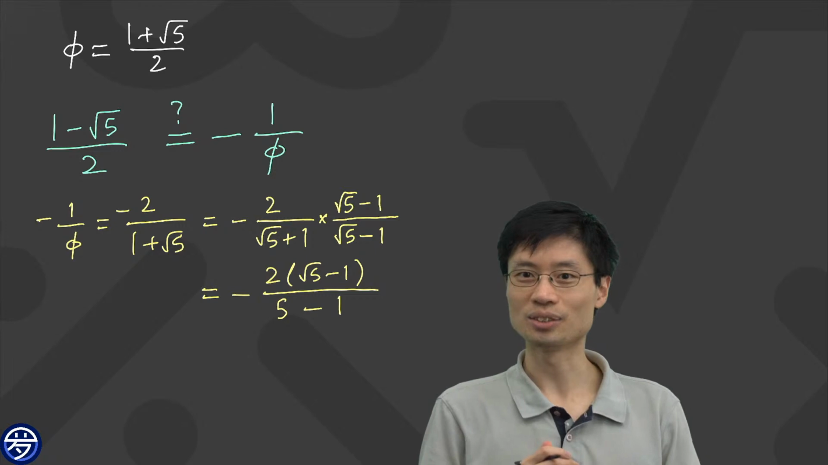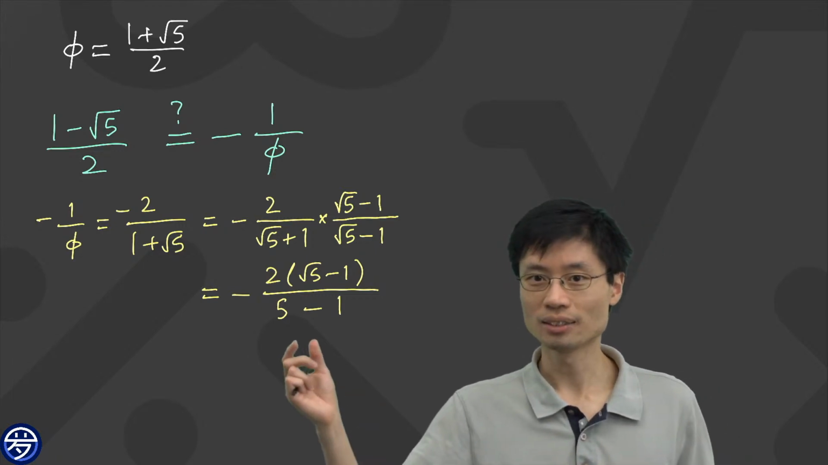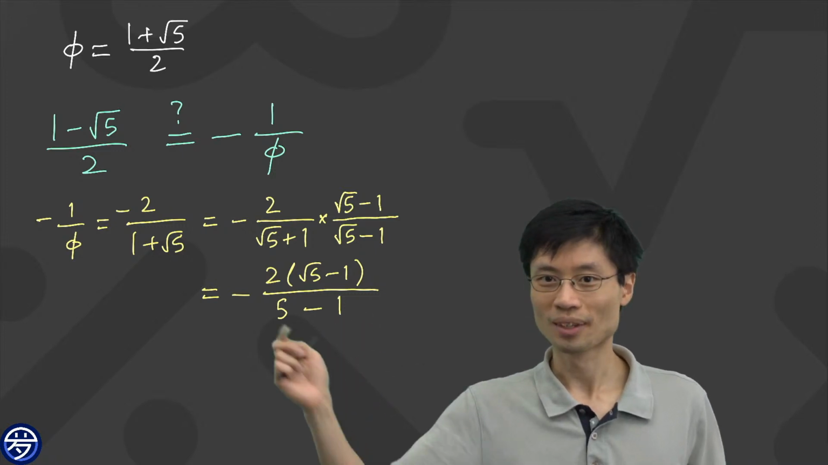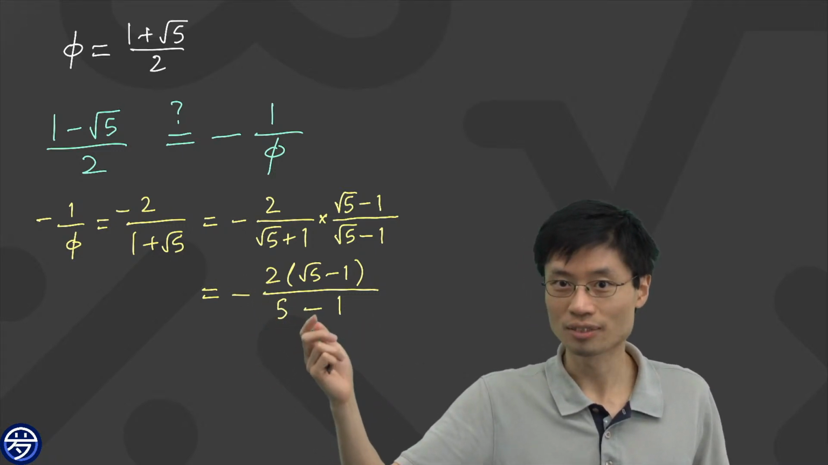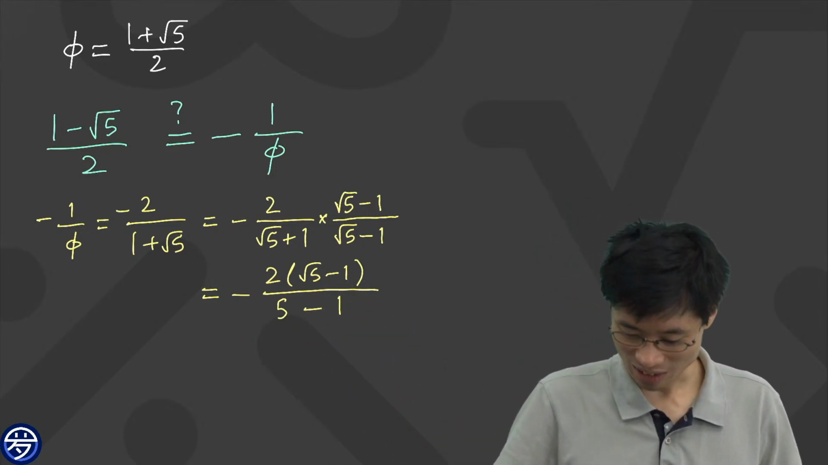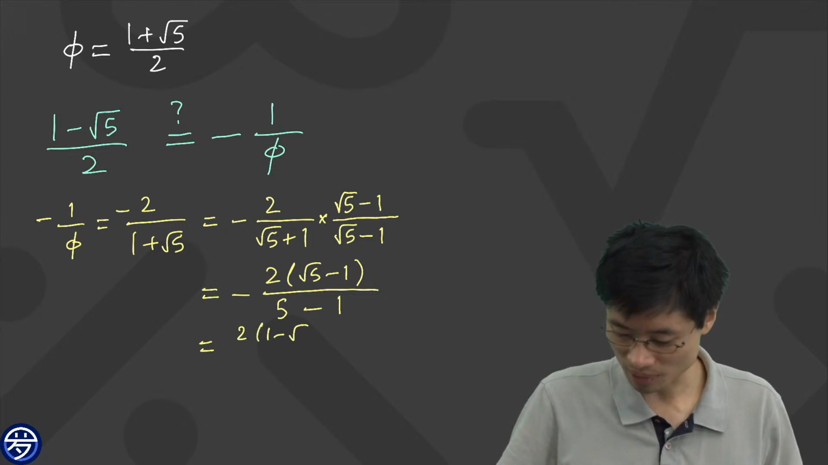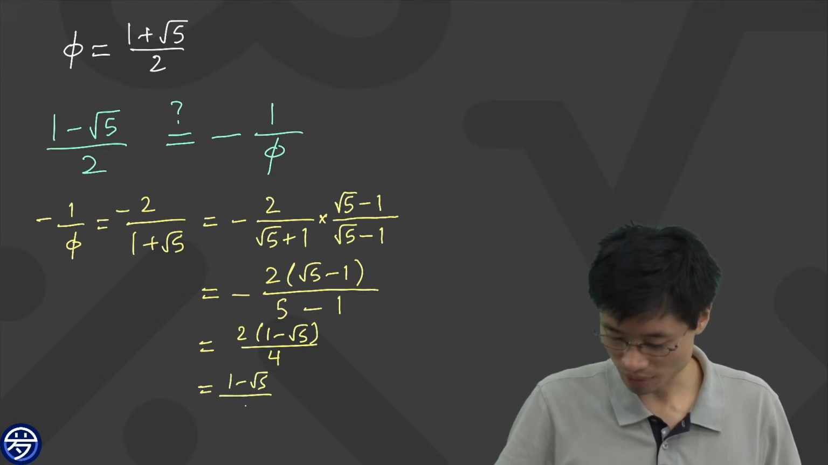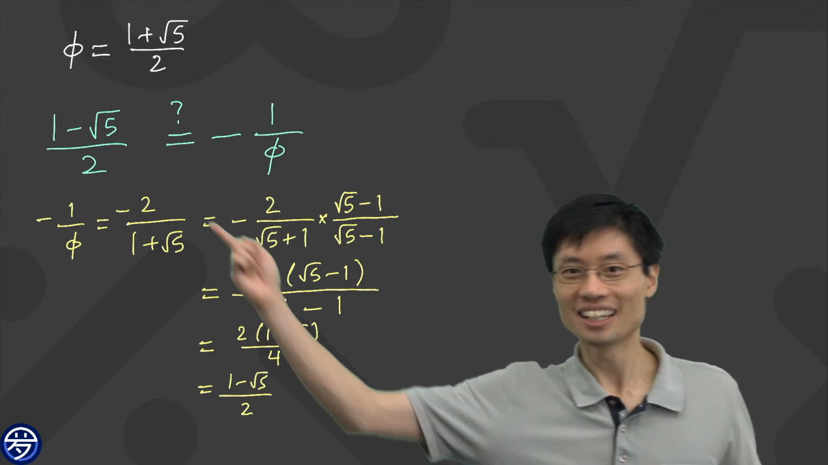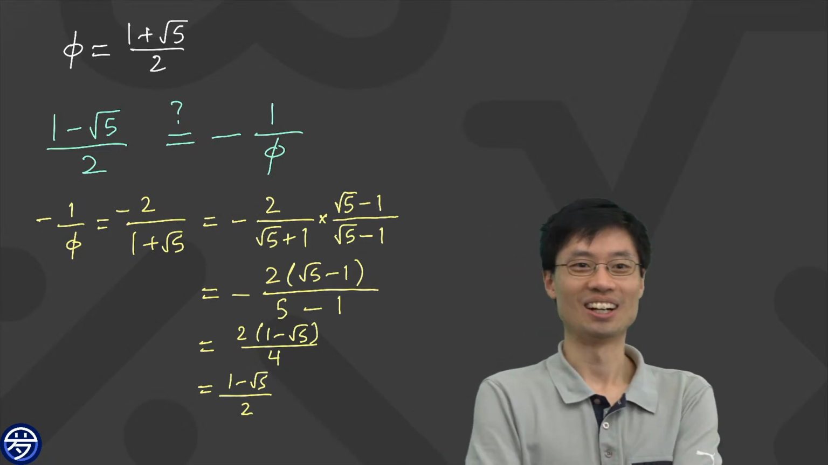Oh, it looks like I need to do some arithmetic. Well, okay. 5 minus 1 is 4. 2 over 4 is a half. And the minus sign makes me flip that thing. So what actually happened was I have 2 times 1 minus root 5 over 4, which looks like 1 minus root 5 over 2. Whoa! It's the same thing. Huh?